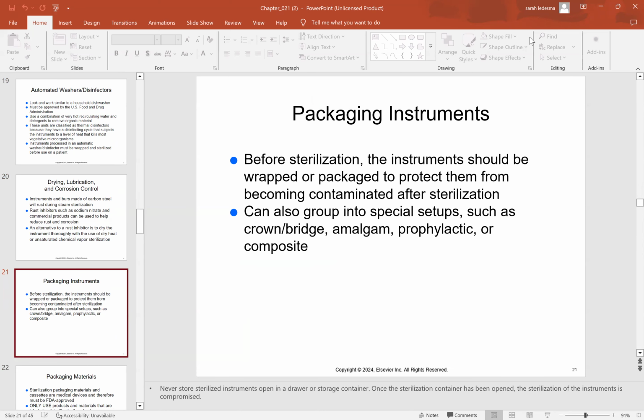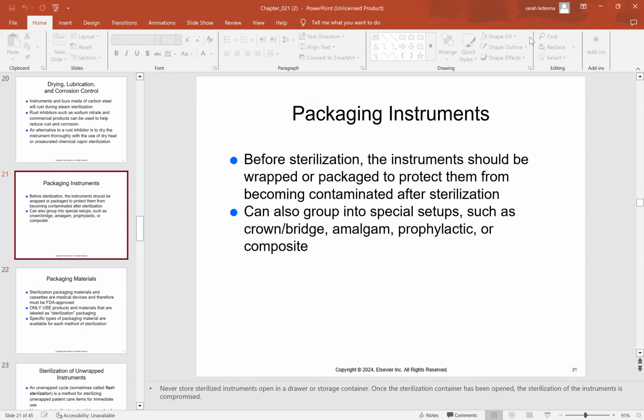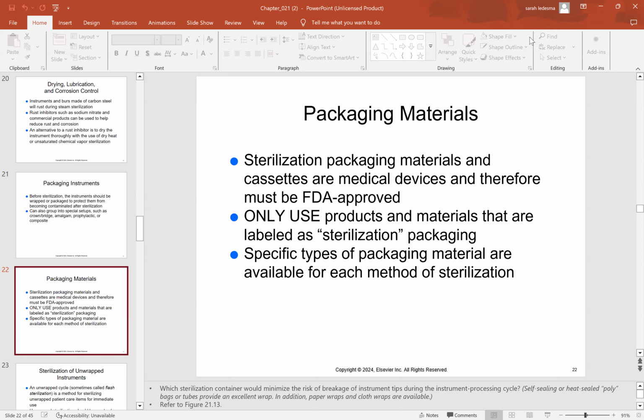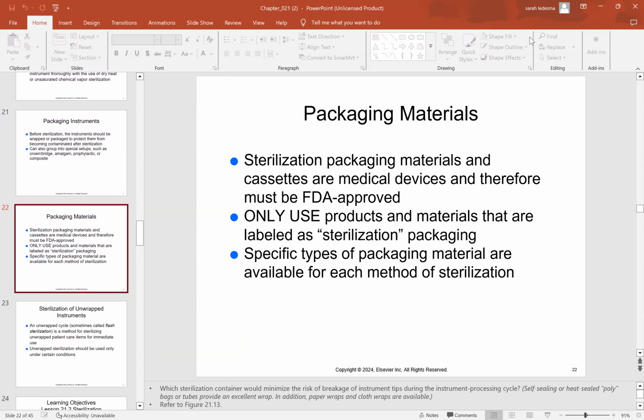Before sterilization, the instruments should be wrapped or packaged to protect them from becoming contaminated after sterilization. We can also group them into special setups such as crown and bridge, amalgam, prophylactic, or composite. Sterilization packing materials and cassettes are medical devices and therefore must be FDA approved. We're only going to use products and materials that are labeled as sterilization packaging. Specific types of packaging material are available for each method of sterilization.